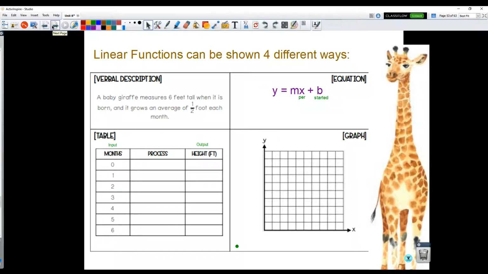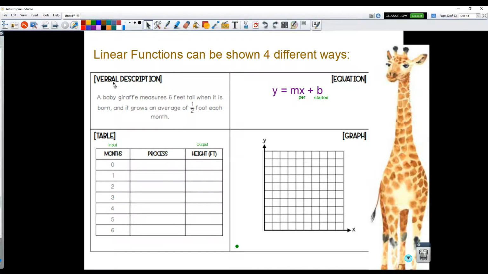Linear functions can be shown four different ways. You can have it as a verbal description, otherwise known as a word problem. You can show it as an equation in slope-intercept format. You can find the information in a table, and it can also have a graph of all the information shown. What we are going to be working on is you will be given one of these four ways, and then you need to create all of the other ways to show a linear function. Now keep in mind, these linear functions are all the same line.